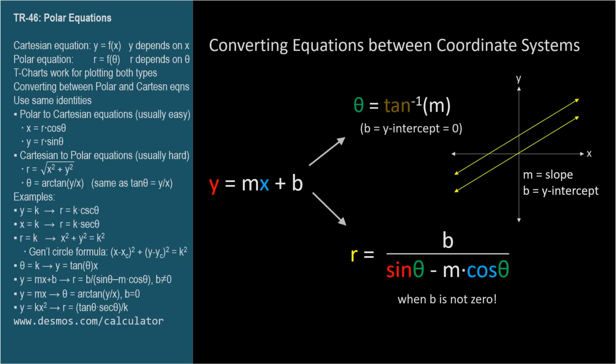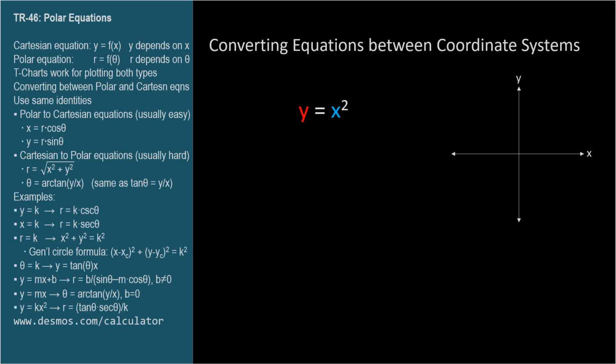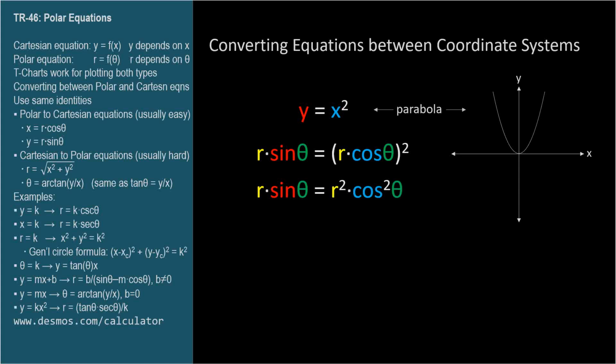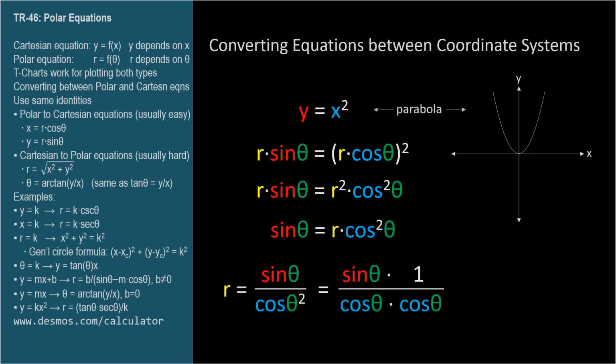Let's convert another Cartesian equation to polar, y equals x squared, which you should recognize as a parabola. Substituting y equals r sine theta and x equals r cosine theta, we get r sine theta equals r squared cosine squared theta. Let's cancel through an r, then isolate the r that remains by dividing both sides by cosine squared theta to get r equals sine theta over cosine squared theta, which is fine, but let's expand this out and substitute to get r equals tan theta times secant theta.